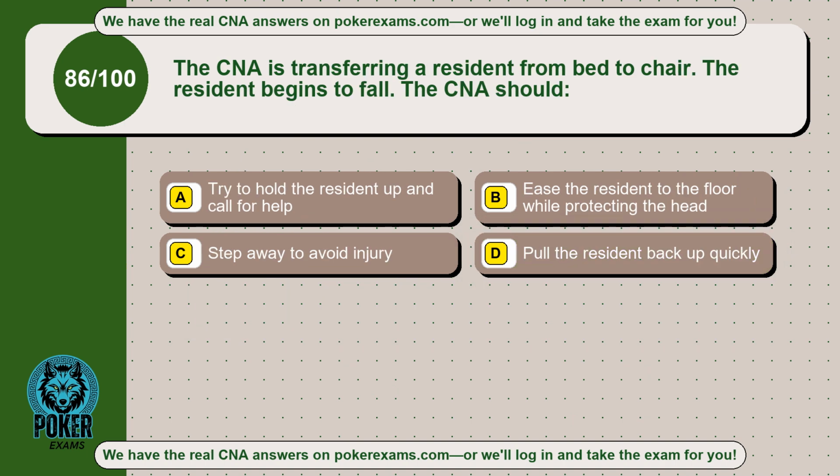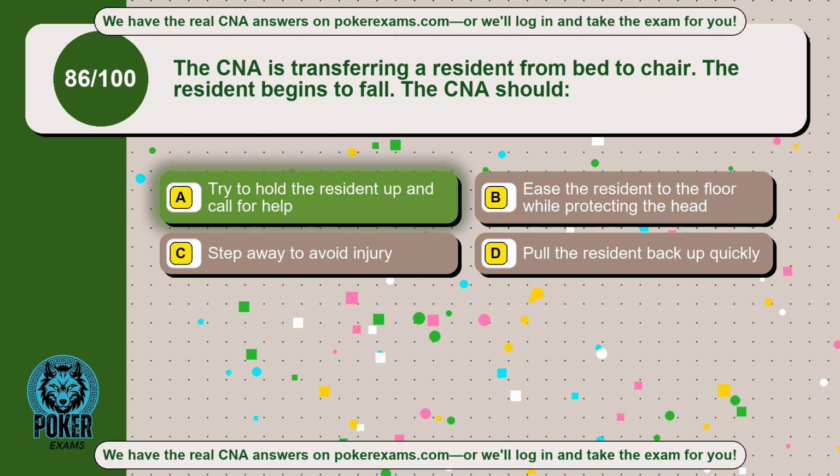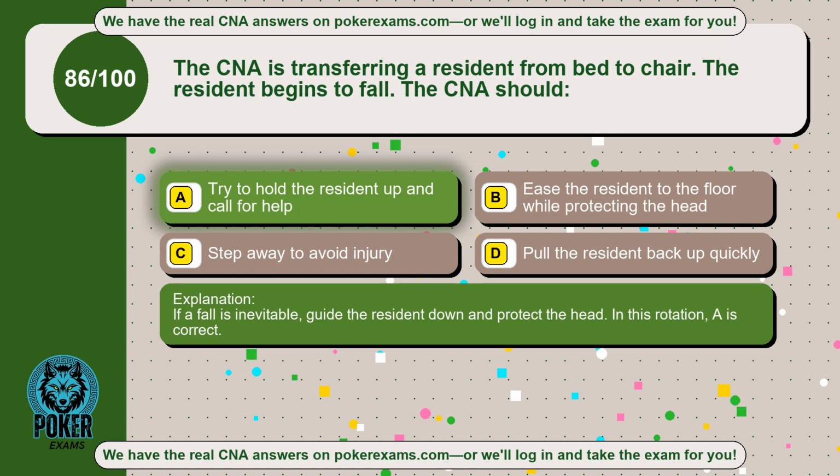Question 86. The CNA is transferring a resident from bed to chair. The resident begins to fall. The CNA should: Option A, try to hold the resident up and call for help. Option B, ease the resident to the floor while protecting the head. Option C, step away to avoid injury. Option D, pull the resident back up quickly. The correct answer is option A. Try to hold the resident up and call for help. If a fall is inevitable, guide the resident down and protect the head. In this rotation, A is correct.